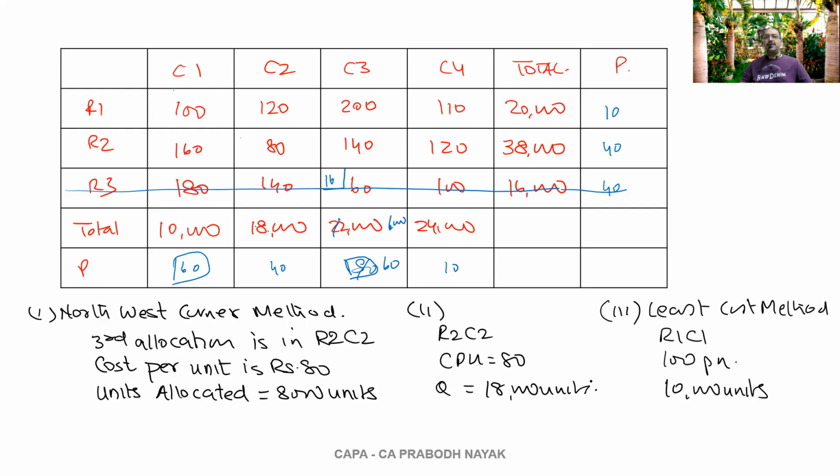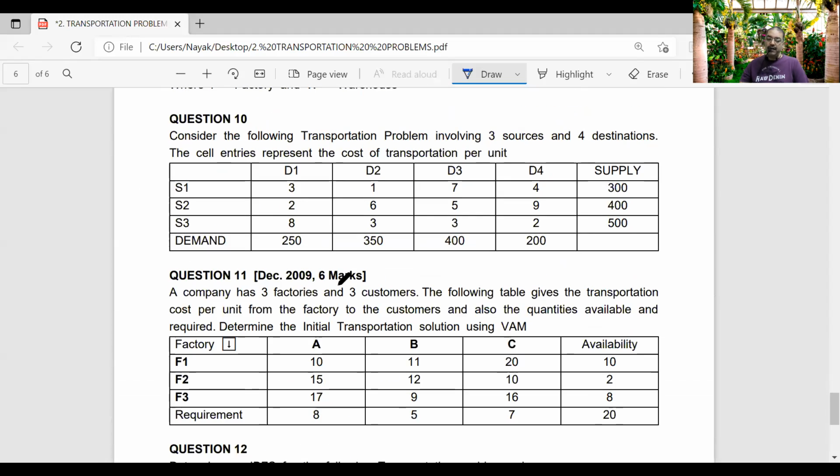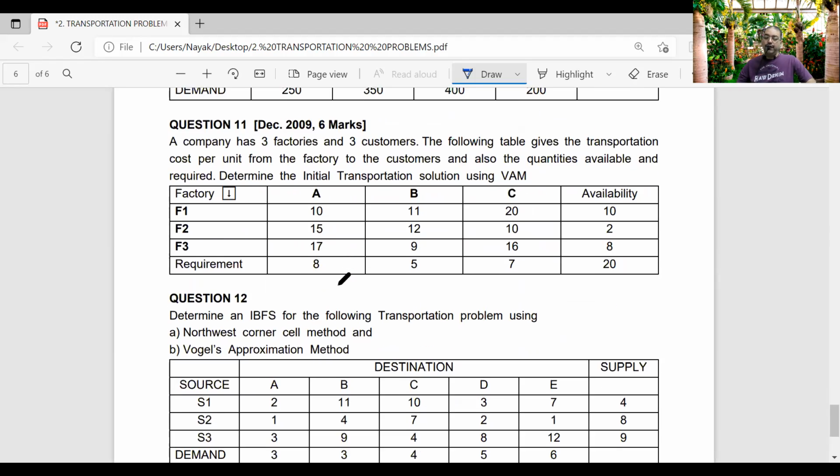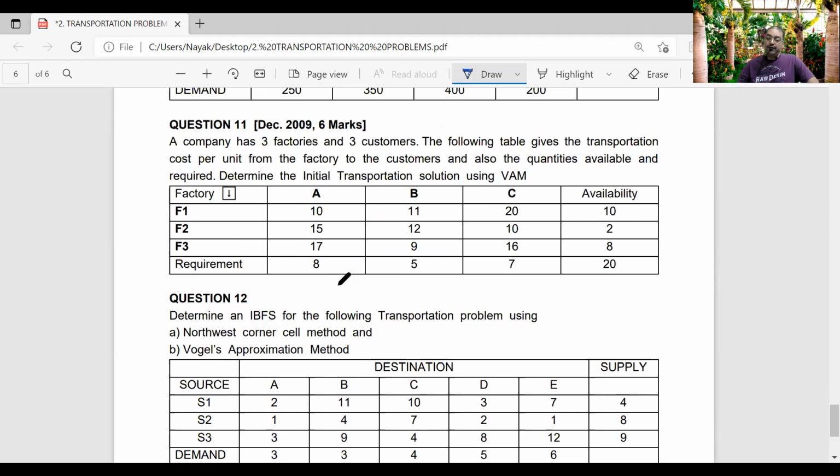And as far as examination is concerned, hardly 2 questions have been asked on transportation. You can see that in your material also, which I have given to you. One in December 2018, one was way back in 2009. So you can solve these questions for practice and see if you are getting the answers.